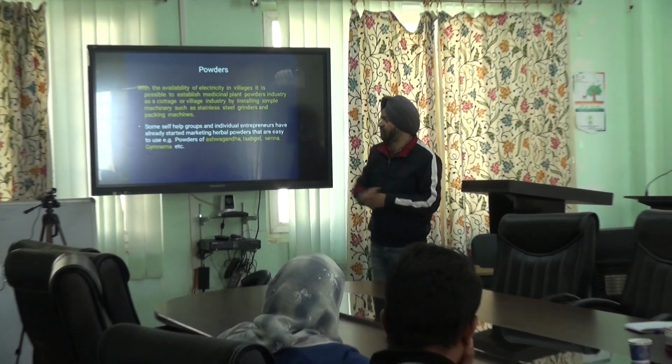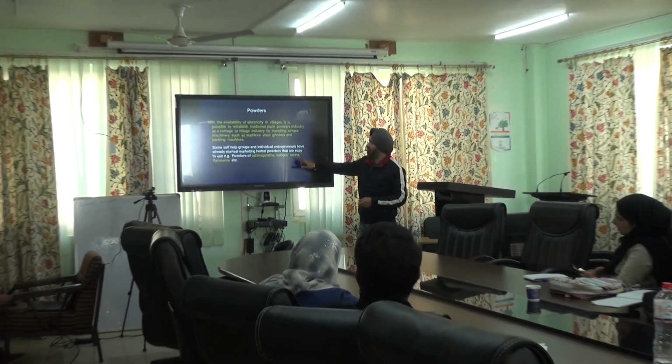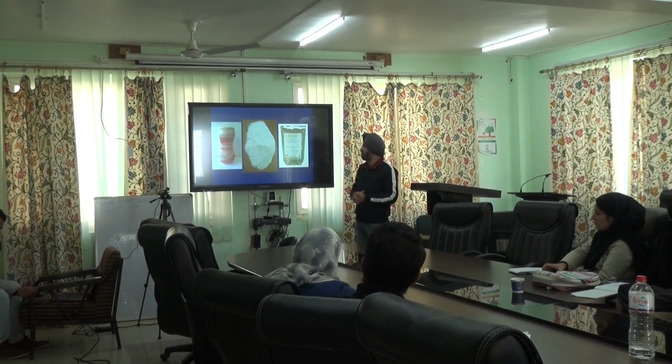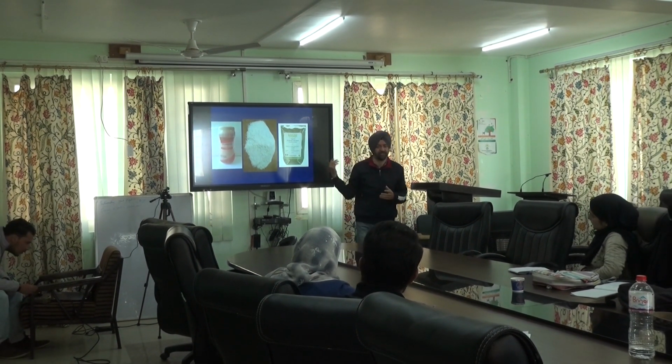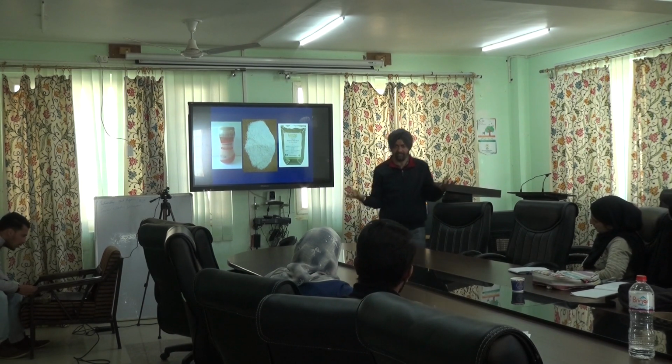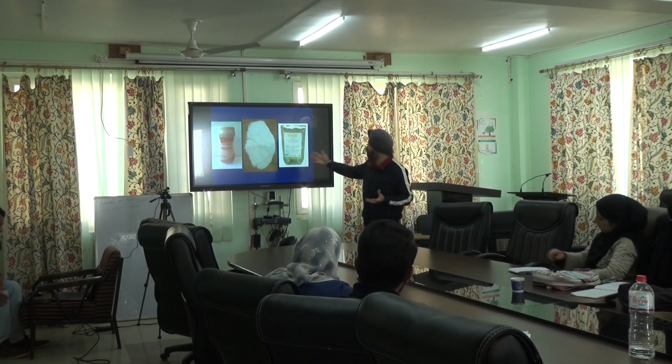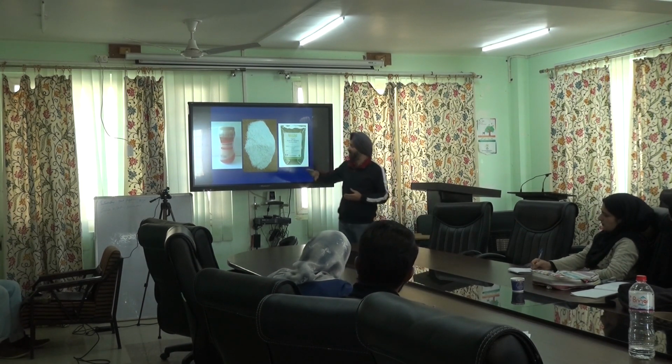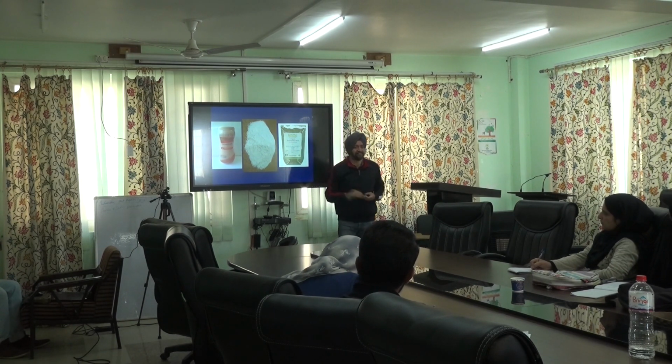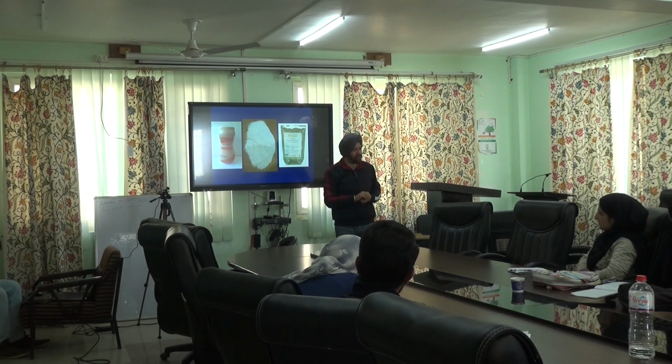Then we have some powders. For example, this is the kalmeg powder. Kalmeg is a crop itself. The plant is there, they make the kalmeg powder. And this is the isabgul husk. Isabgul, you know, the plantago.